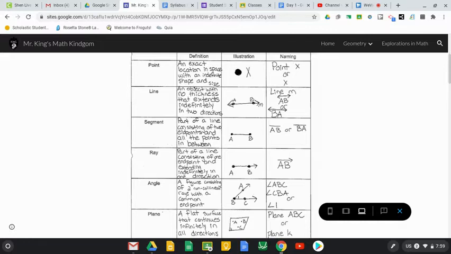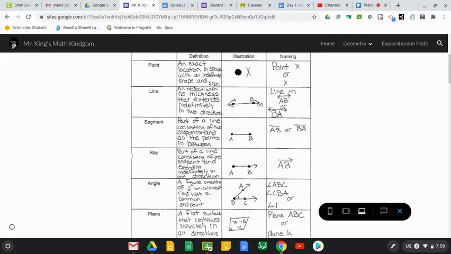Now these definitions we're going over just so when you see a word written, you know what it looks like. So the first one, there's a point. A point definition: an exact location in space with an indefinite shape and size. So a point, this is probably better down here. You see A, that's a point. This X is just a massive point. How do you name it? You say point X or just X.